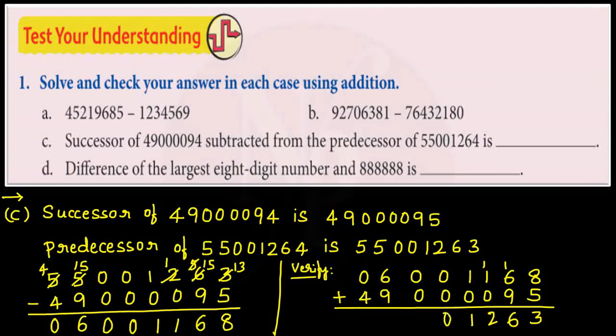0 plus 0 is 0. 0 plus 0 is 0. 6 plus 9 is 15. 5 is written here. 1 is carried forward. And 1 plus 4 is 5. Now let us compare the sum we obtained with the minuend. So look at the digits here: 55001263. Look here, 55001263, which matches with the minuend, and hence the answer we obtained is correct.